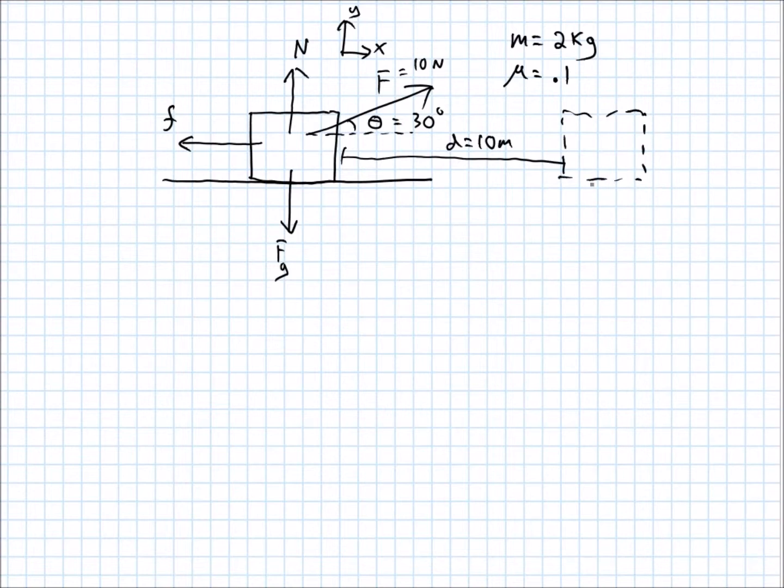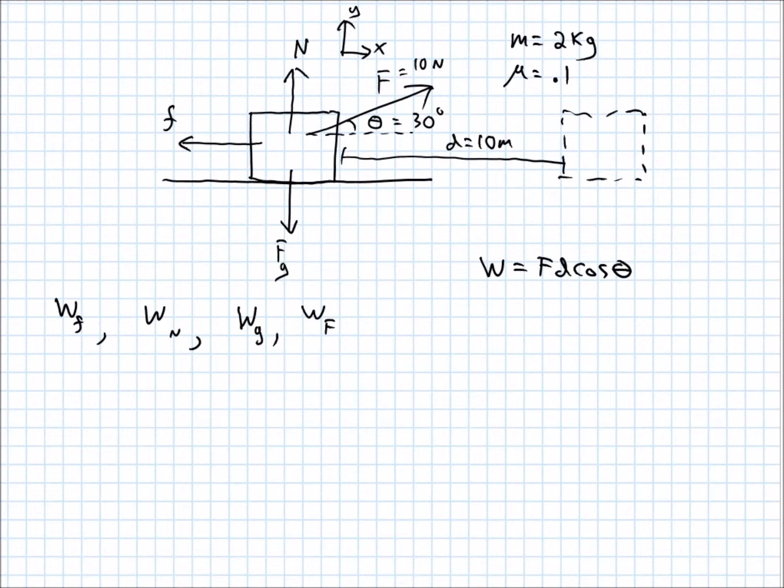So we know the distance moved, we know this force, we know the coefficient of friction, we know the mass, and we know the angle. So we're looking for the work done by friction, the work done by normal force, the work done by gravity, and the work done by the force that's pulling it. So recall that in general, work is equal to the force times the distance times the cosine of the angle between the force and displacement.